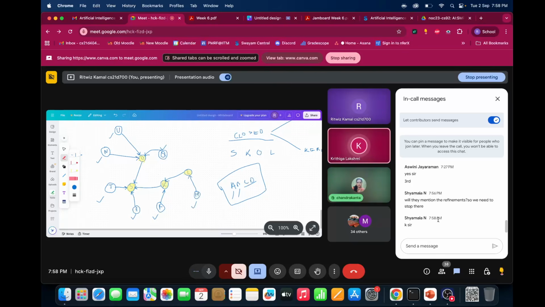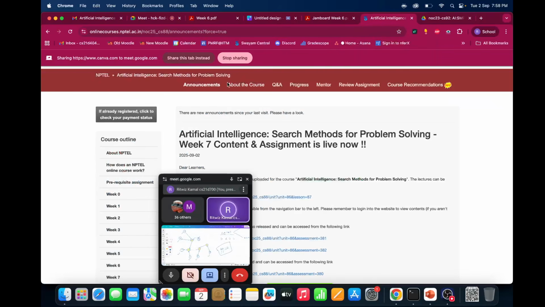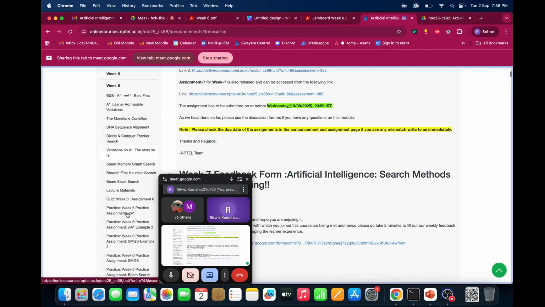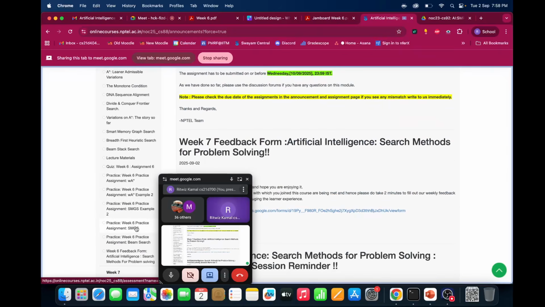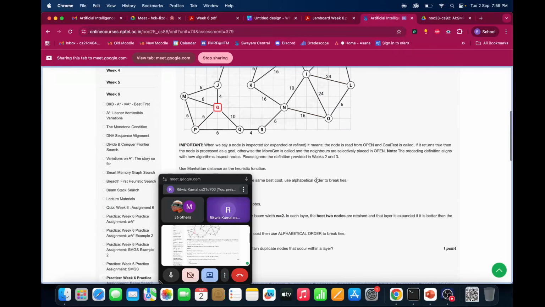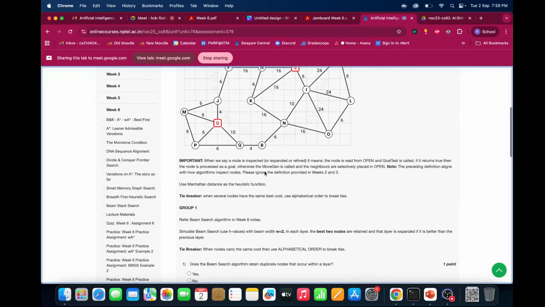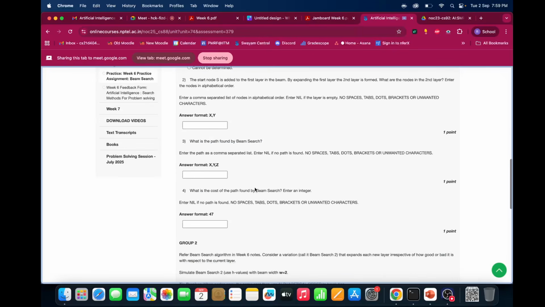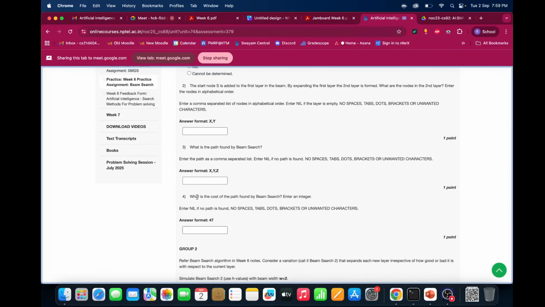Can you please discuss that beam search question which I had posted? Yes, which one? Week 6 practice problem on beam search. This one, right? Q4. Is this the graph? Yes. Okay. Question 4. What is the cost of the path found by beam search? This one? The answer is given as null.